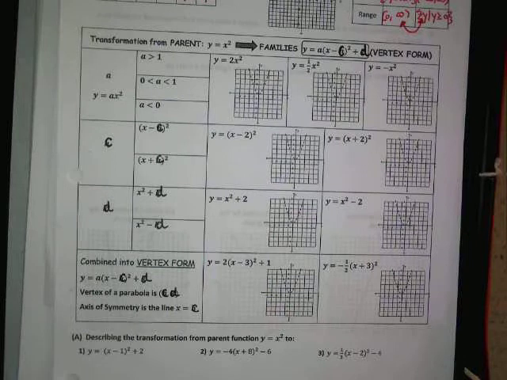All right, so this stuff should look familiar because we did this with the absolute values. It's very, very similar to that. Remember how I told you the transformations were going to come back? All right, so we're going to be using A, C, and D to figure out how I'm going to be transforming these quadratics.